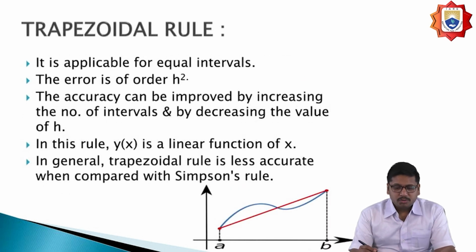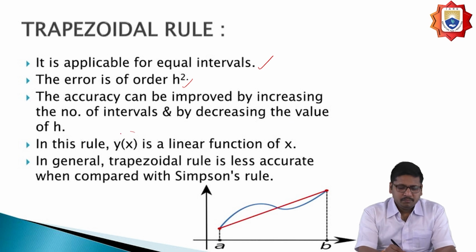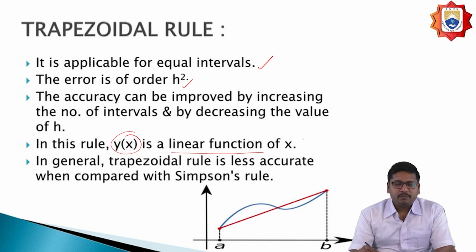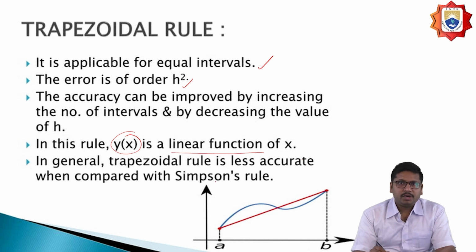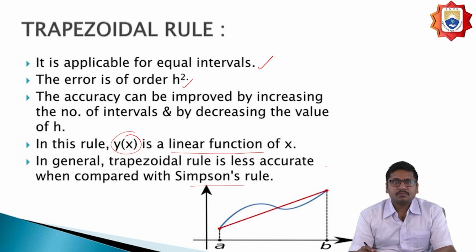The trapezoidal rule is applicable for equal intervals, and the error is of the order of h square. The accuracy is improved by increasing the number of intervals and by decreasing the value of h. In this rule, y of x is the function of x. In general, the trapezoidal rule is less accurate when compared to Simpson's rule.